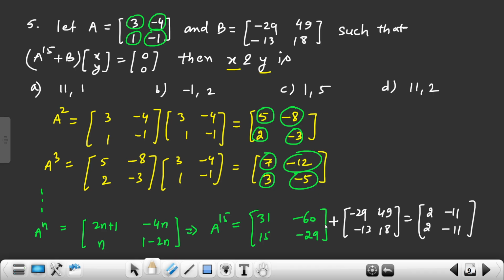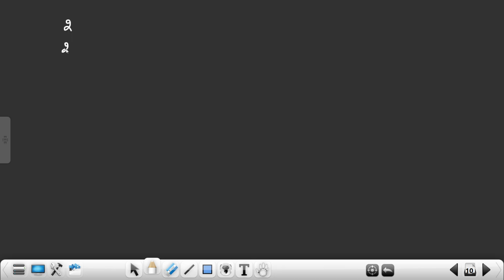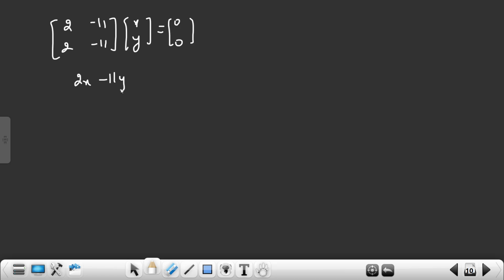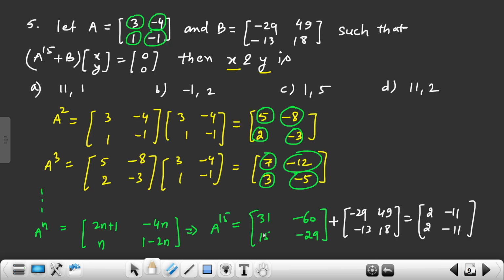Clear? So 2 minus 11, 2 minus 11. Now this is multiplied with xy, and the value is 0, 0. Now let's multiply. 2x minus 11y is equal to 0. So 2x equals 11y, right? Let's check it here one time. Something we have done wrong. 15, 13, 2, minus 29 and minus 18, plus 18.